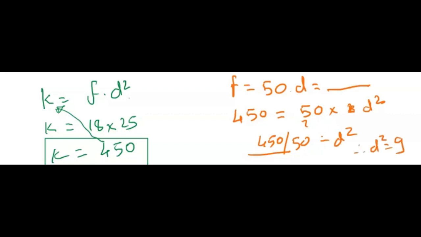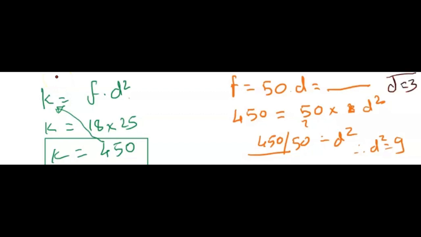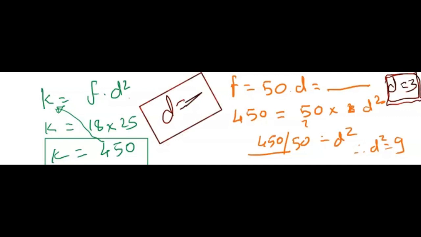So what will d be now? Naturally, d will be 3. I changed the color for understanding. So finally we got d equals 3 as the final value, the square root of 9. D square we got 9, so d is equal to 3. This is how we calculate inverse variation along with the example. Okay, thank you.